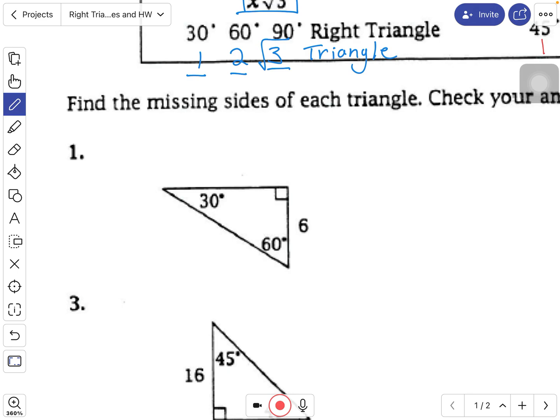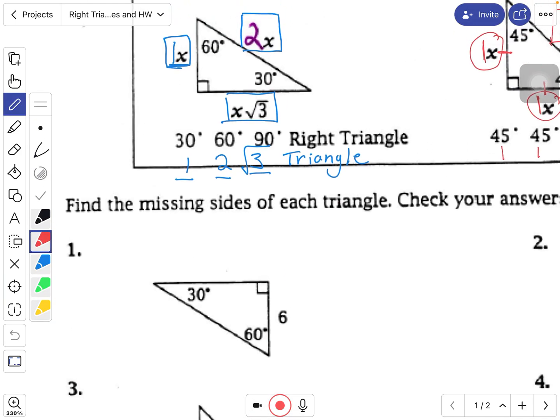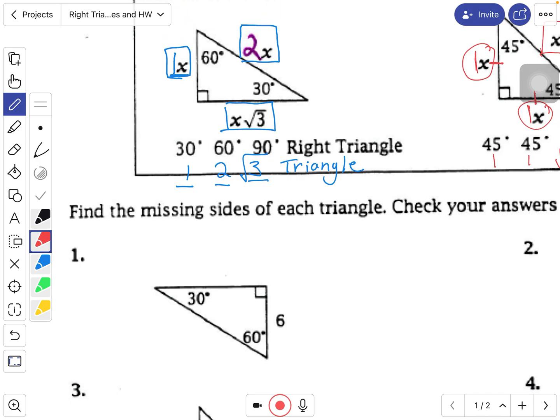When I take a look at problem number 1, first I identify which of the two special right triangles this triangle identifies with. When I look at this particular triangle, I notice that I have a 30-degree angle, a 60-degree angle, and a 90-degree angle. So this little gem is going to fit into our very first category of being a 30, 60, 90 triangle, or our 1, 2, 3 triangle. So step 1 is identifying which of our two special right triangles we can categorize our problem as.